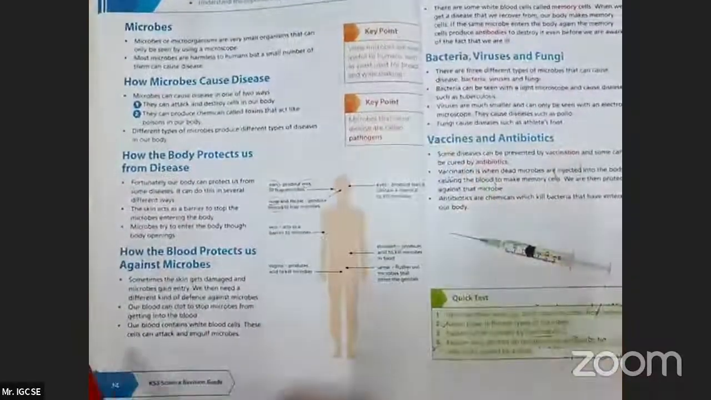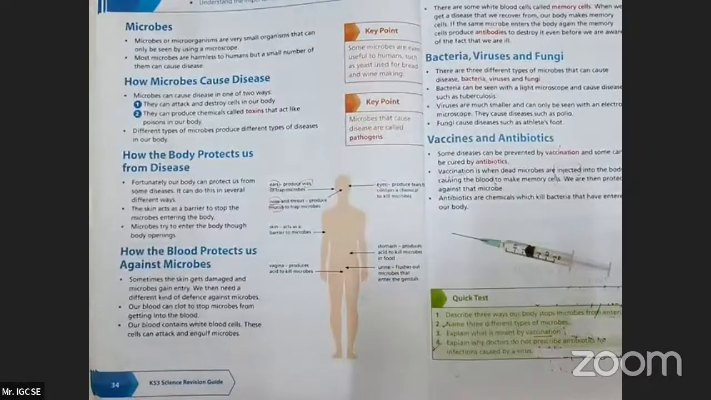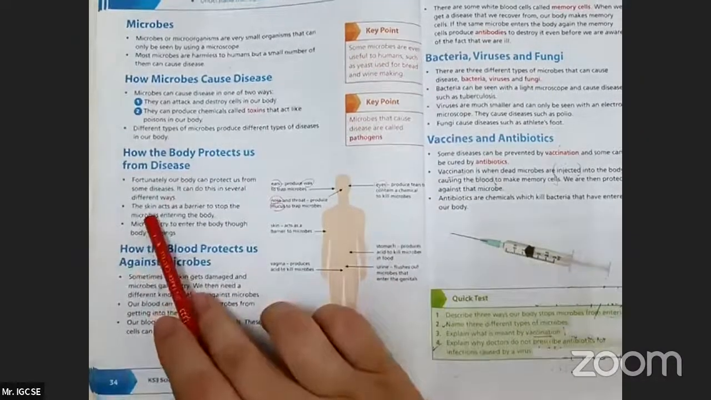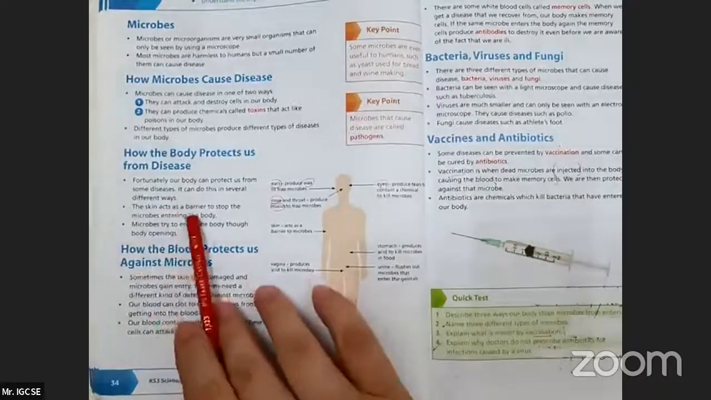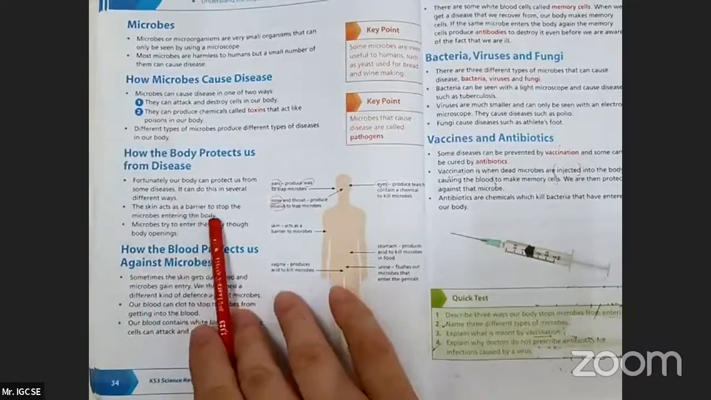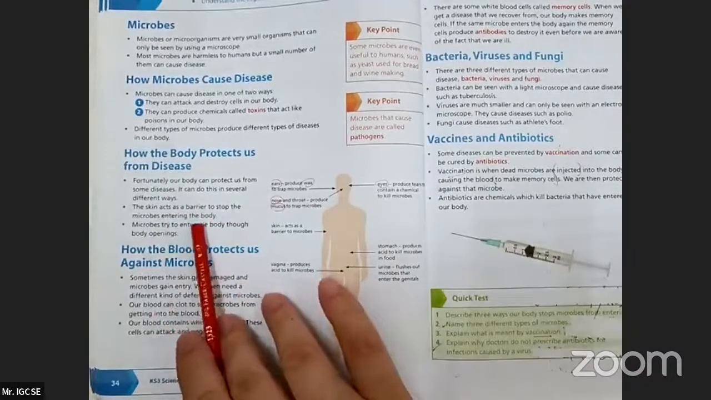Fortunately, our body can protect us from disease in several ways. For example, our intact skin. Intact means the perfect one. It acts as a barrier to stop microbes entering the body.